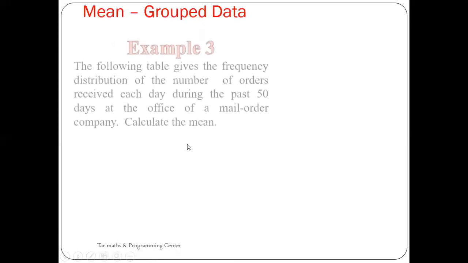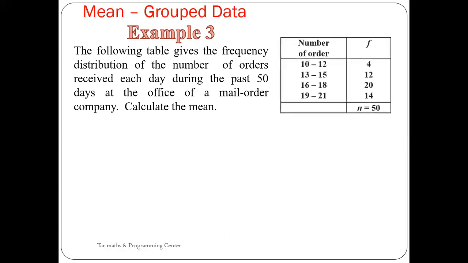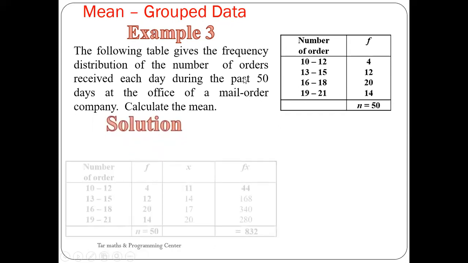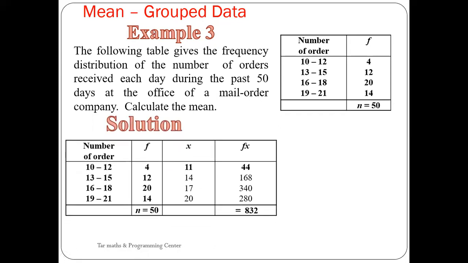In the next example, we are going to look at how to calculate a mean for grouped data. In grouped data, we arrange our data in terms of classes. Here we have 4 different classes. So we are still going to proceed using a frequency distribution table. On our frequency distribution table, we have x and we have fx. Let's see how you get x. Our x is calculated by taking the lower limit and the upper limit and dividing by 2. For example, I have 10 plus 12 divided by 2 to have 11.